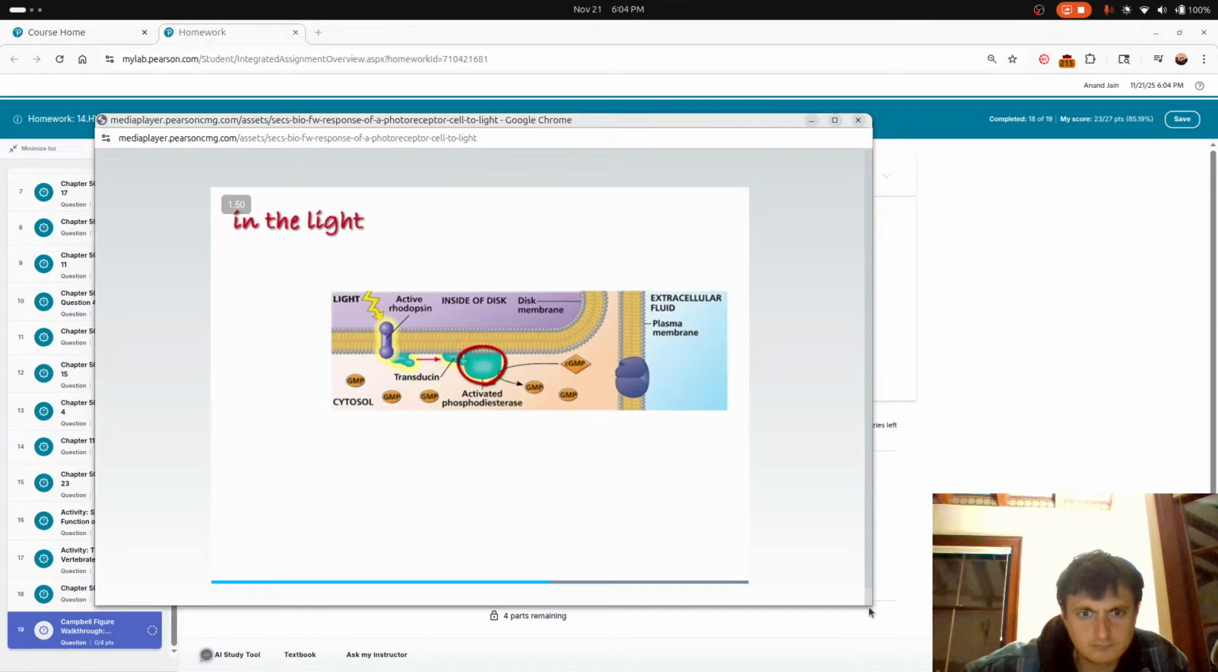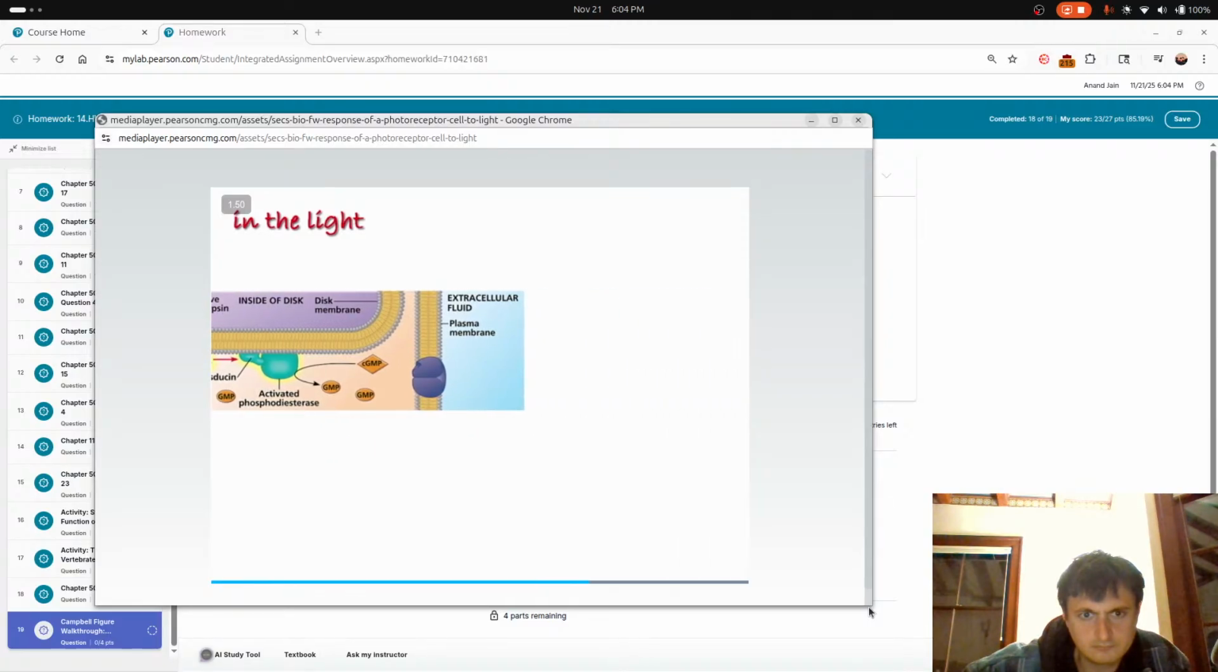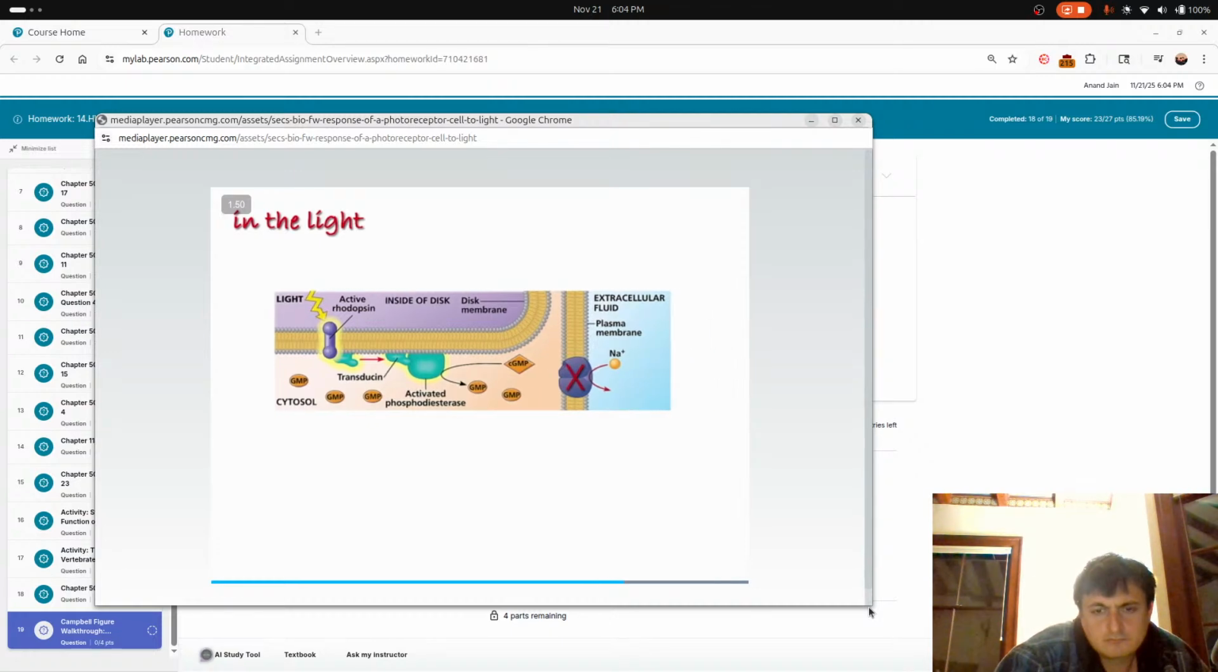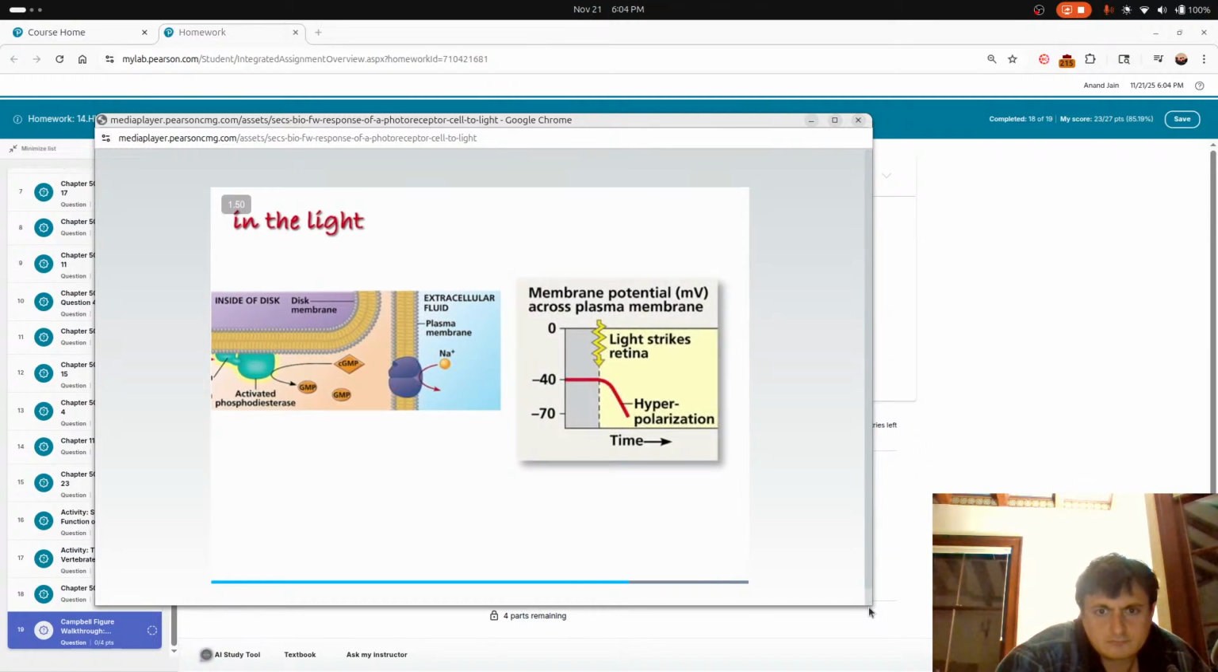Active phosphodiesterase, in turn, begins hydrolyzing molecules of cyclic GMP in the cytosol, converting them to GMP. As the level of cyclic GMP falls, fewer and fewer sodium channels have bound cyclic GMP. Without bound cyclic GMP, sodium channels close. How does the closure of sodium channels affect the permeability of the rod's plasma membrane? The closing of sodium channels in the plasma membrane decreases the membrane's permeability to sodium, preventing further diffusion of sodium ions through that channel. Now let's look at the graph of membrane potential for this scenario.